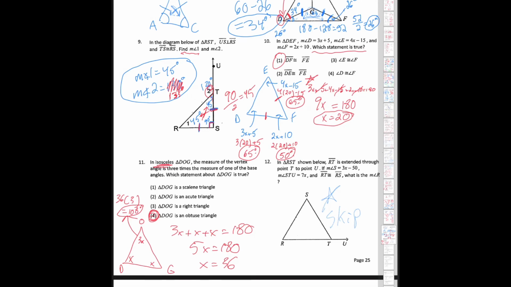I have 2 congruent angles there, so that means that their opposite sides are congruent. So this is 65, and this is 65. Their opposite sides are congruent. So that choice is 1.